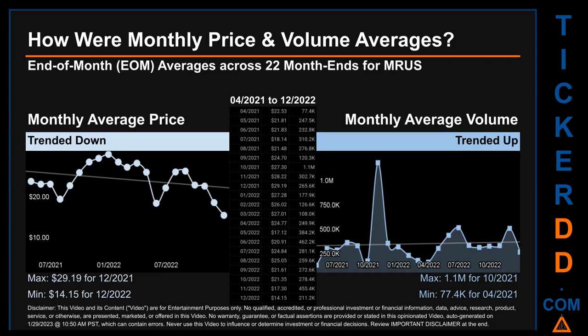The maximum end of month average price was $29.19 for 12/2021, while the minimum was $14.15 for 12/2022. Looking at volume, 10/2021 and 04/2021 respectively saw the highest and lowest monthly average volume at 1.1 million and 77.4 thousand.